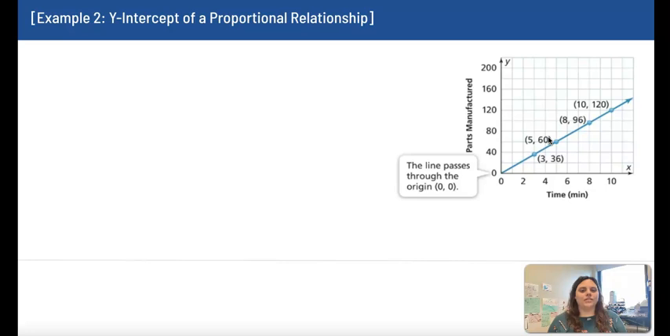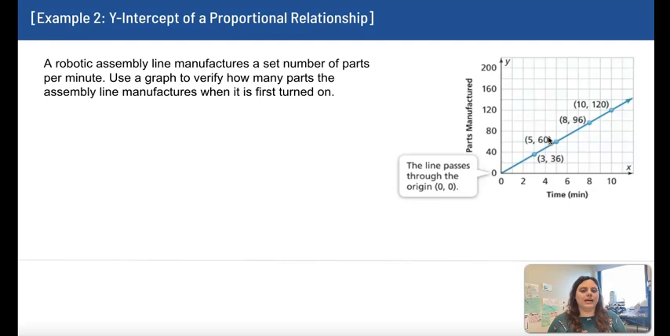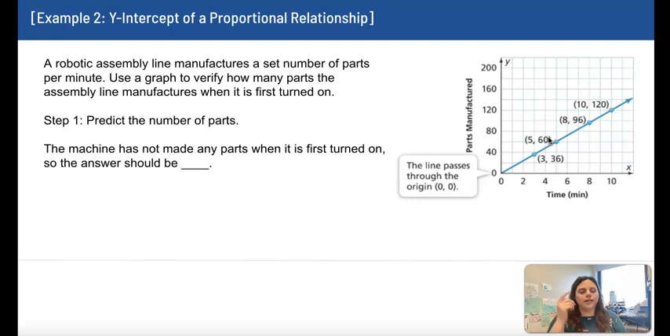Now let's look at the y-intercept of a proportional relationship. A robotic assembly line manufactures a set of parts per minute. Use the graph to verify how many parts the assembly line manufactures when it is first turned on. First, we want to think and reason through this. We're going to predict the number of parts. Now, the machine hasn't made any parts when it's first turned on. So the answer should be that when it's first turned on, it's made 0 parts.